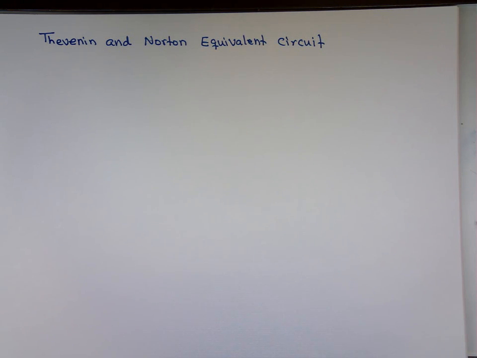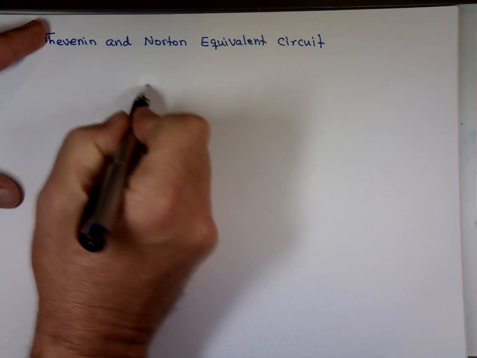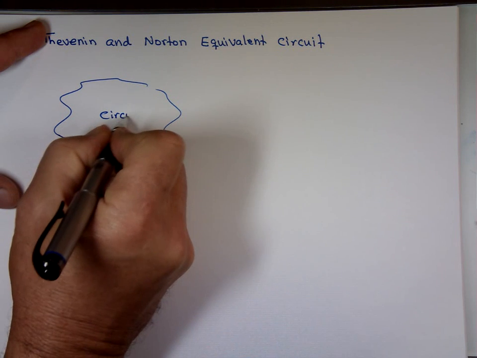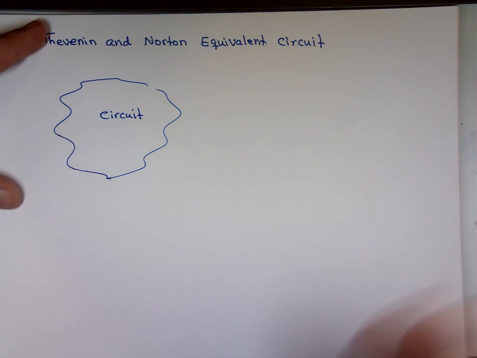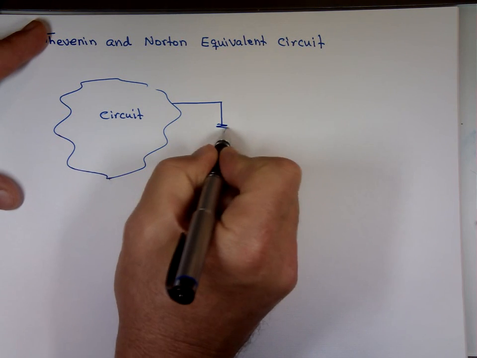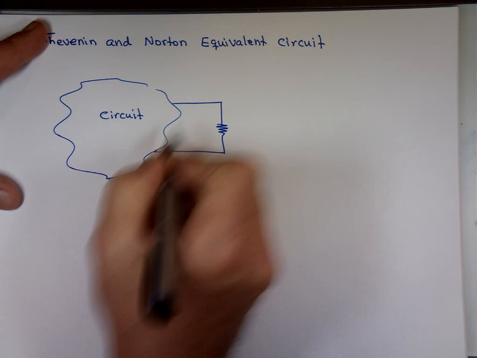Basically, when you have a circuit, and the circuit can be as complicated as you want it to be, it could be this circuit here. You could have 3, 4 loops, 4 or 5 sources in it, whatever, and attached to some, we'll call that the load resistor, R sub L.